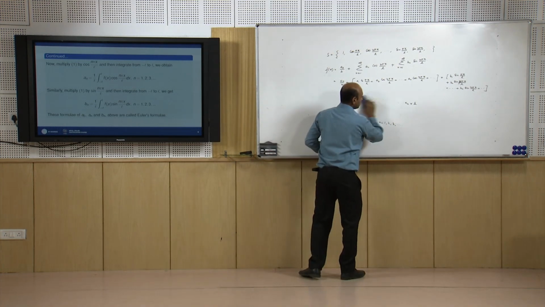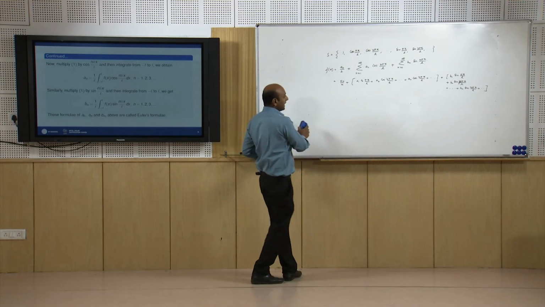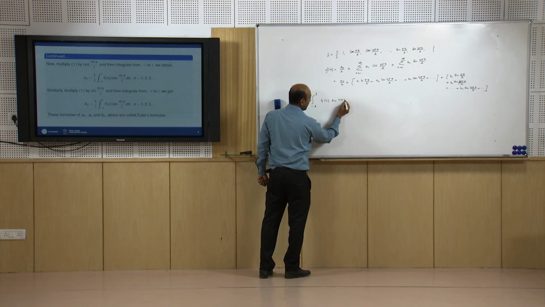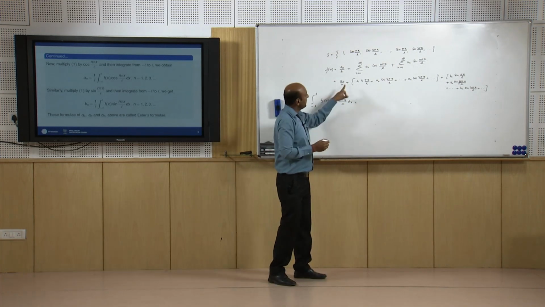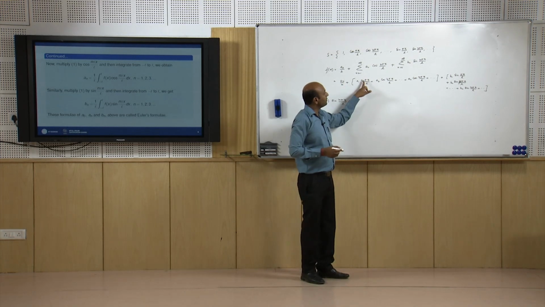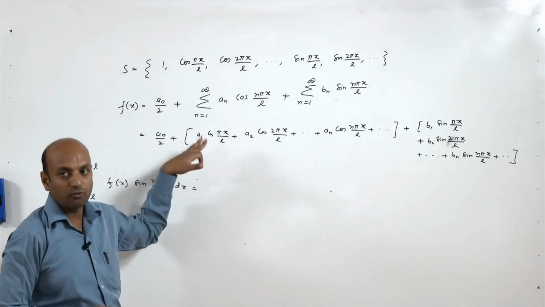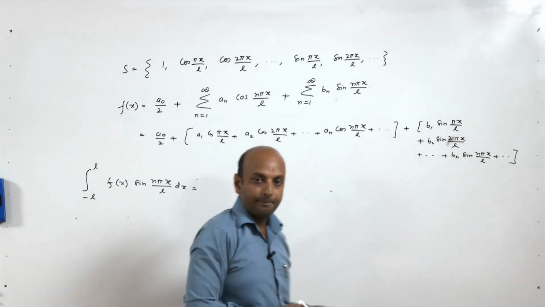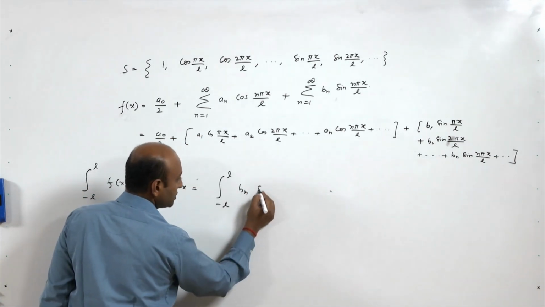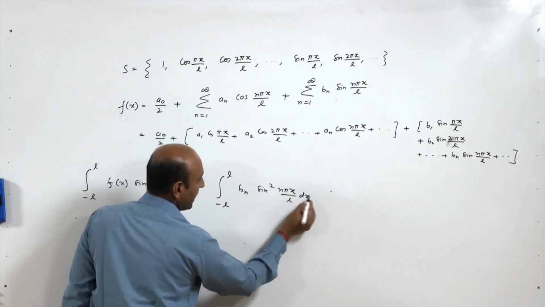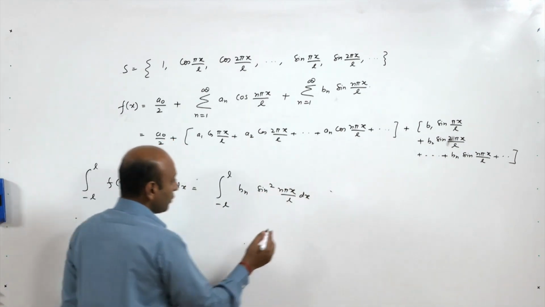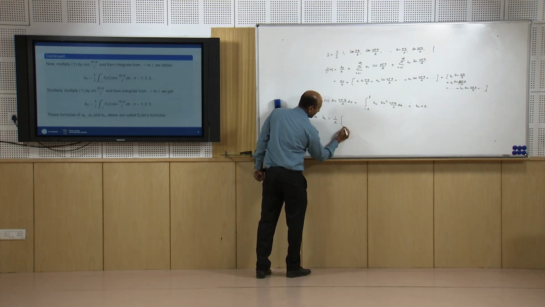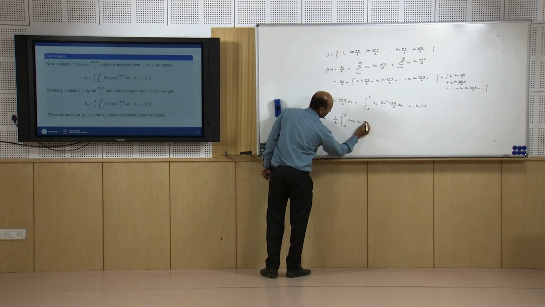Now, suppose you want to find out bn. In the same way, you multiply both sides by sin n pi x by L, that is integral minus L to L f x into sin n pi x by L into dx, and integrate both sides. Here integral minus L to L sin n pi x by L is 0, and the product of sin and cos for any m and n integrated from minus L to L is always 0. So all these terms are 0, and when m is not equal to n it is 0, so we are left with only bn. So, integral minus L to L bn into sin square n pi x by L into dx, and this value is L when m equals n, so it is bn into L. This implies bn is 1 by L integral minus L to L f x sin n pi x by L into dx.